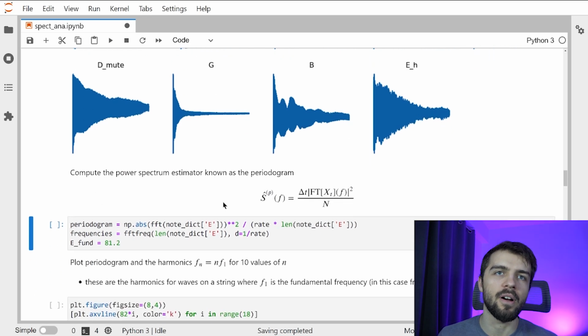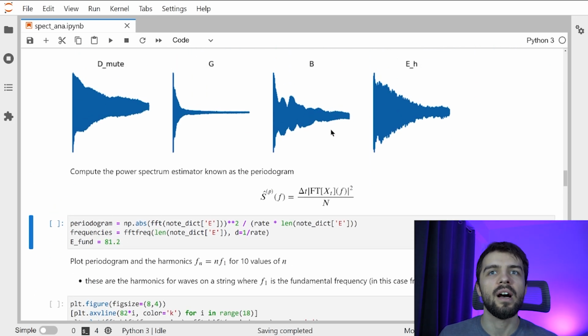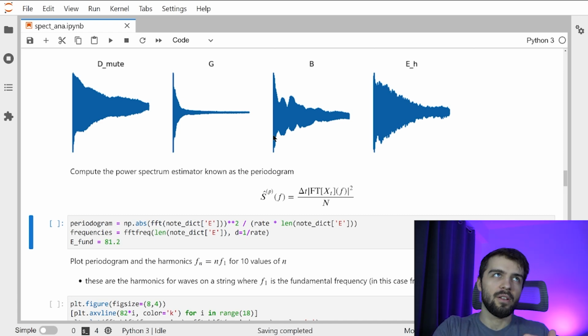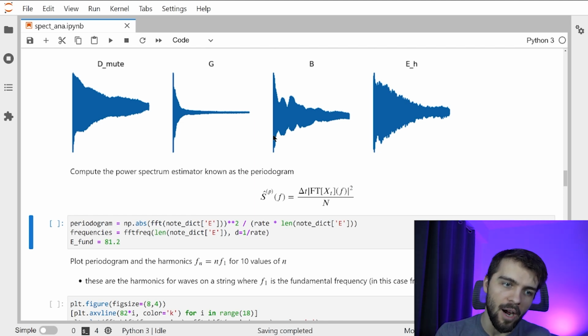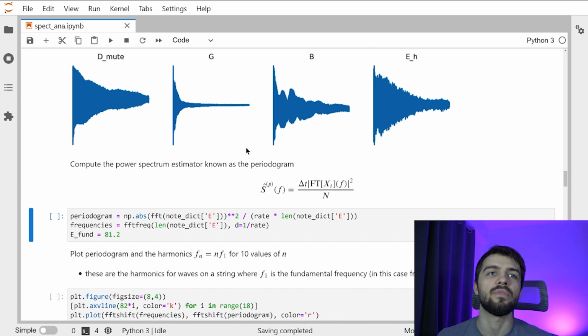estimator known as the periodogram, which is what I discussed earlier. So what we're going to do is take the discrete Fourier transform of this, multiply by delta t, divide by n, and we should get the periodogram. And what we expect for a guitar is that we're going to have peaks in the amplitude of the frequency, or lots of power at the harmonics, because that's the more natural place for the string to vibrate.